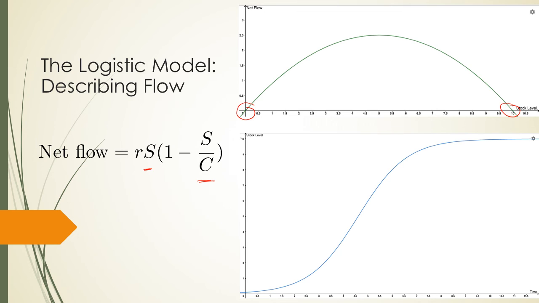Another important piece of information is when the peak flow happens. We can identify this on the bottom graph by looking at the point on the horizontal axis where the graph is steepest. On this graph, it looks like it occurs between 4.5 and 5. We'll develop ways to calculate the rate constant, the carrying capacity, and the time to peak flow in the next video.